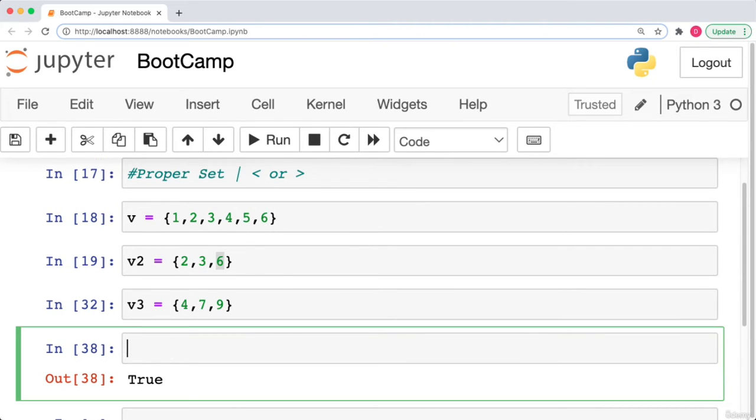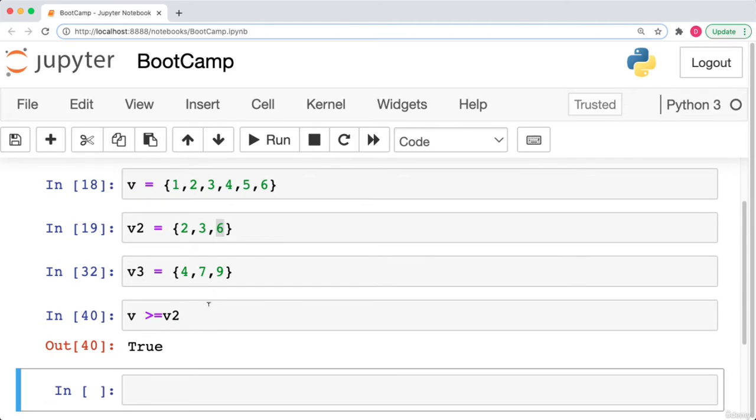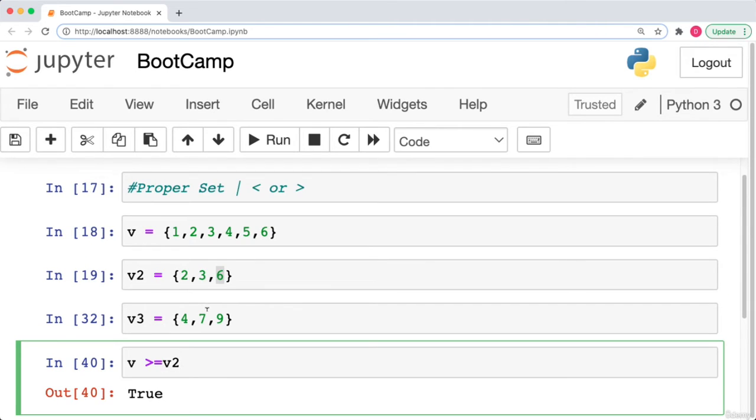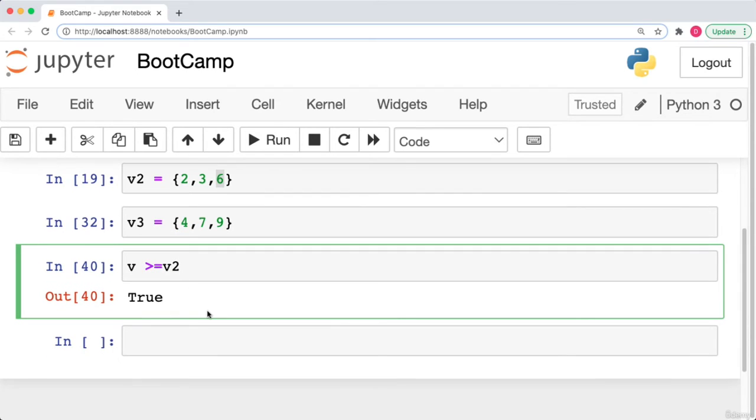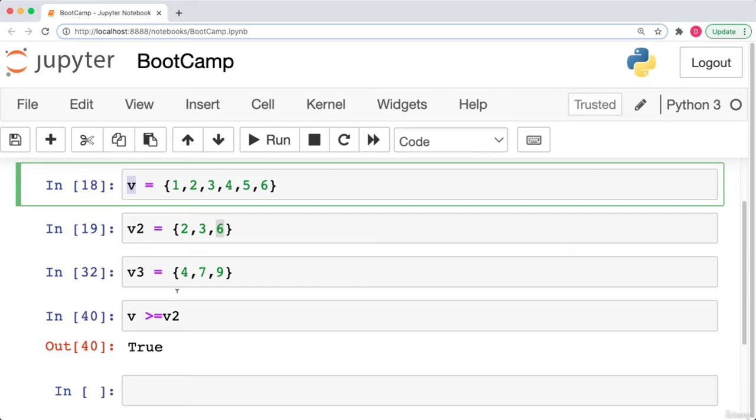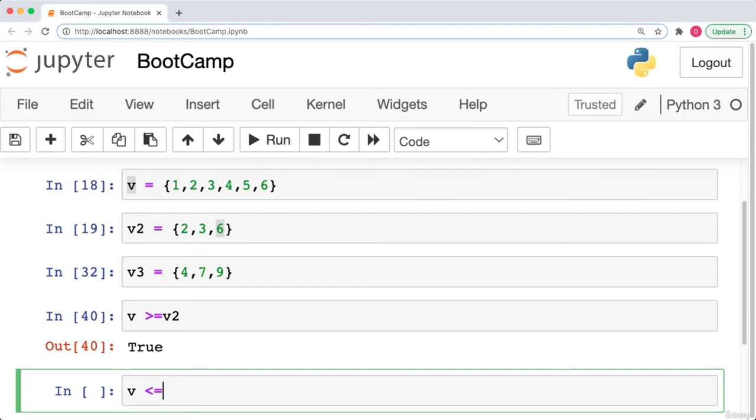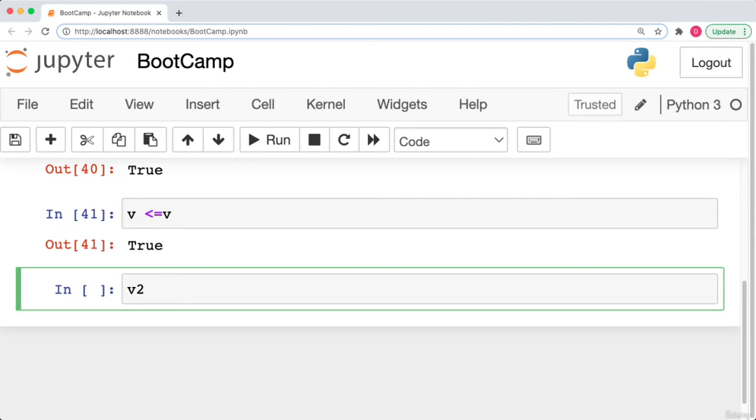Proper superset. You agree with me that V is a superset of V2. V is a superset of V2. True. But V is also a superset of V2. If you agree with me now, let's move further. You agree with me that V is also a subset of V. V is a proper subset of V.